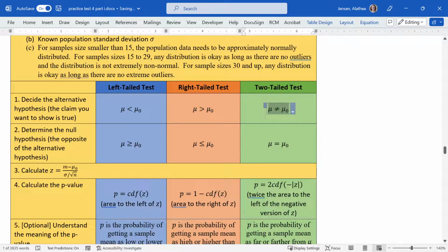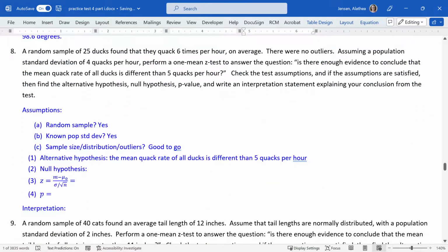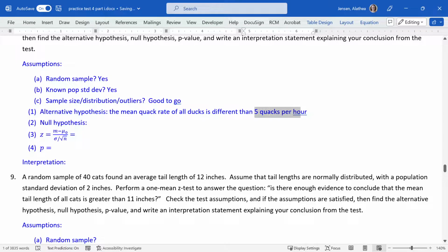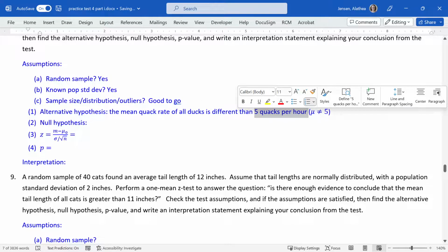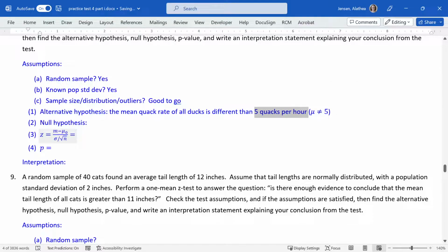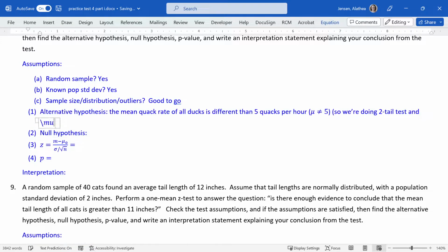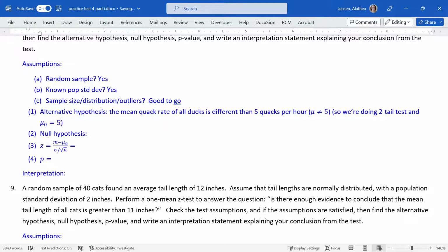Mu does not equal, and then the value that I want to say that it's not equal to is right here, 5 quacks per hour. Okay, so in symbols, this would be mu not equal to 5. So mu is the mean quack rate of all ducks, and then 5 is my mu sub 0 value to put into the z-score formula. All right, so we're doing a two-tail test, and mu 0 is 5.